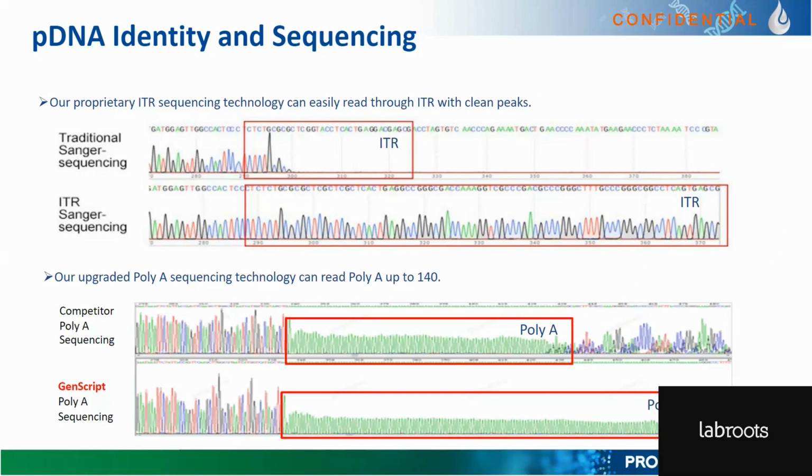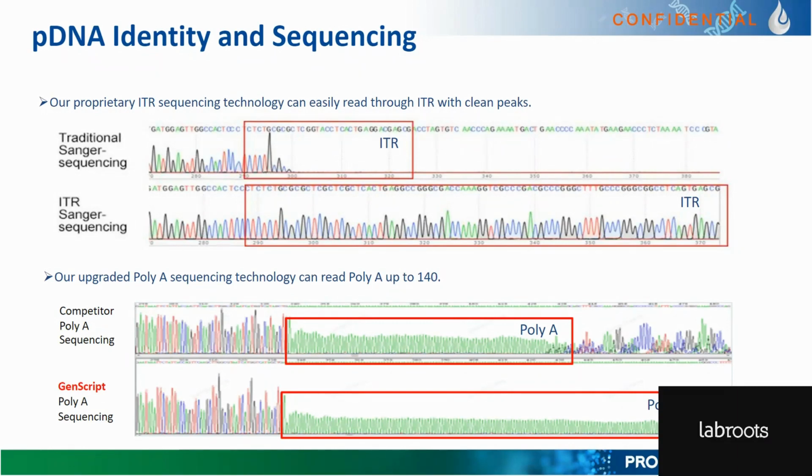So we also possess cutting-edge sequencing technology in-house, which allows us to improve detection of certain genetic features. For example, with traditional Sanger sequencing, detecting the inverted terminal repeats can be very challenging. However, our ITR sequencing technology in-house can accurately read through ITRs, providing a clean peak that enhances our vector stability and safety.